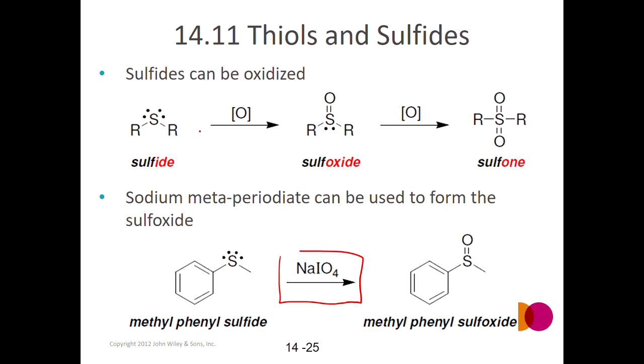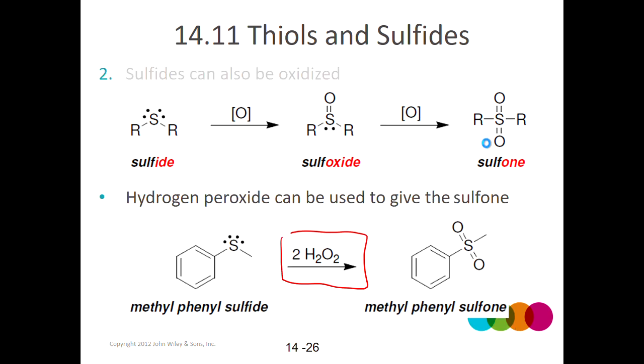If you oxidize one level of oxidation, you get a sulfoxide, and the reagent to make a sulfoxide is NaIO4. Should still be a lone pair there. If you want to oxidize it all the way up to the sulfone, which I think is a cool sounding name, you'd use hydrogen peroxide. That's a pretty reliable way to put 2 oxygens on that sulfur and convert it into a sulfone.